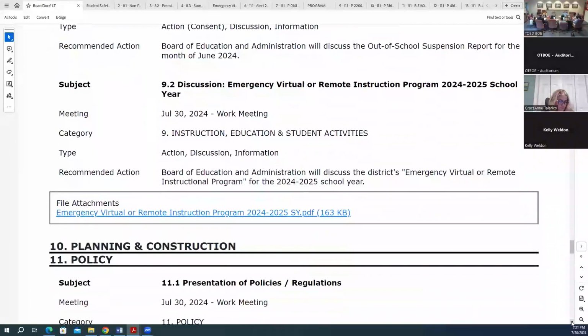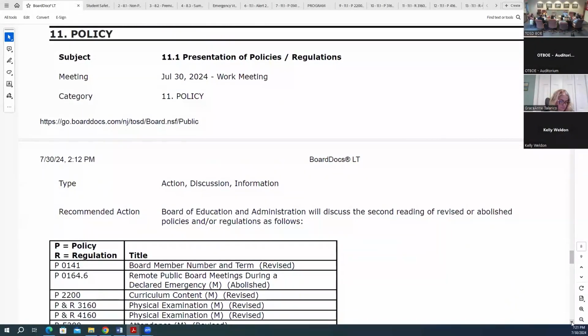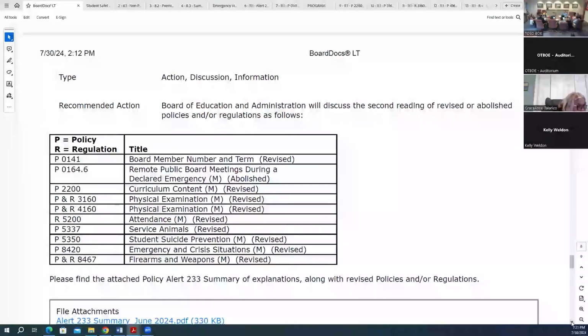Ms. Gilman? Yes, certainly. This is a discussion of the second reading of revised policies, policies which have been abolished, and regulations. Just wondering if there is any follow-up about the remote public board meetings. I know we were just kind of waiting on things. I'm guessing the state hasn't really moved on it yet. No, there's been no movement from the state or information from the attorney regarding that.